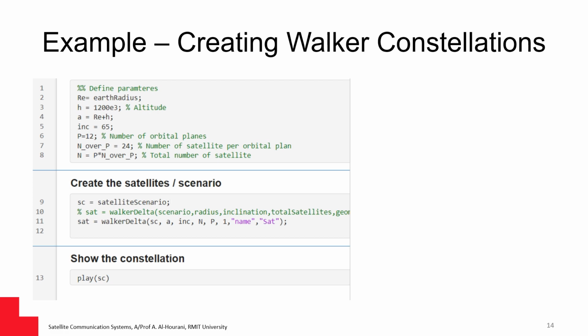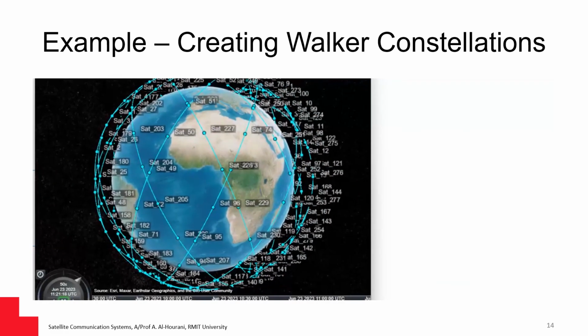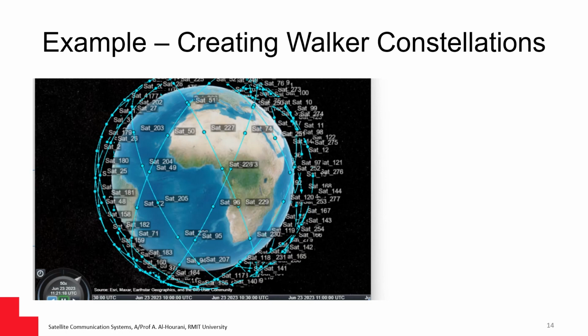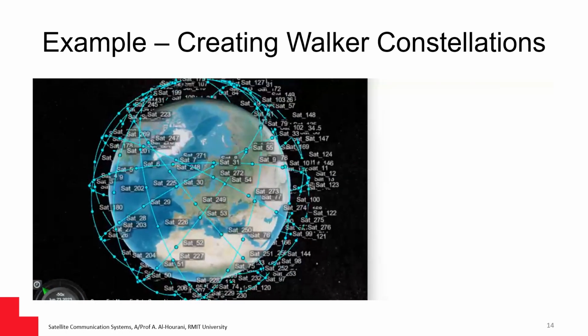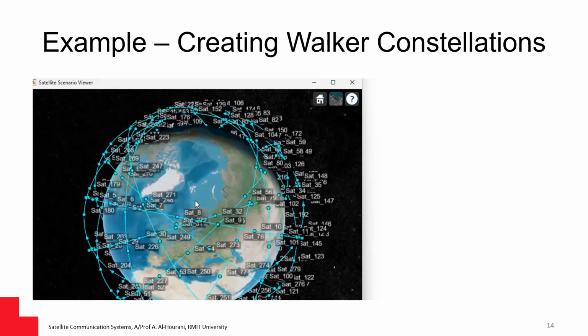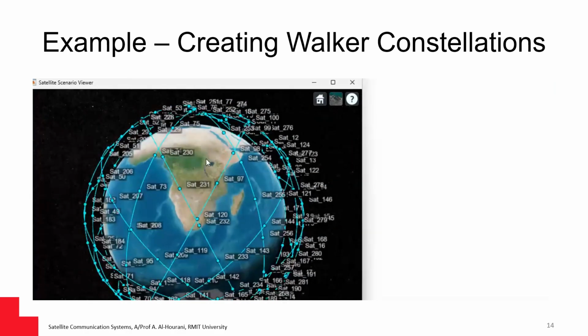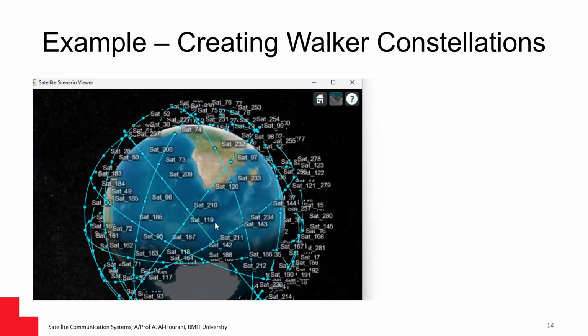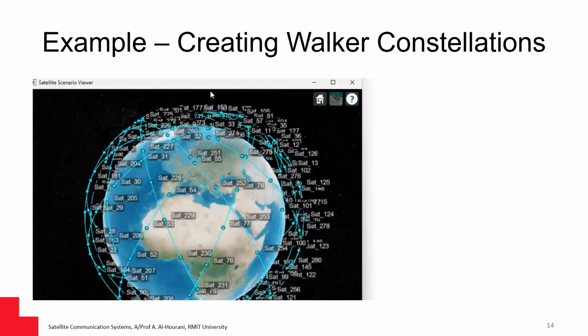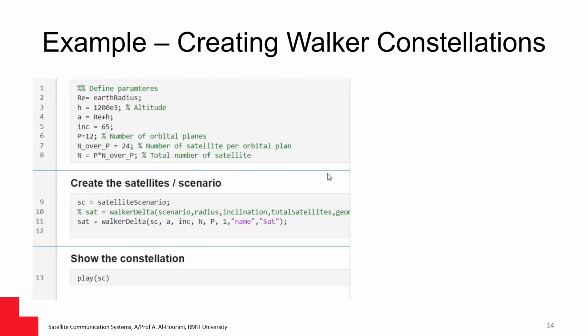So I ran this previously, and here is the resulting constellation. As you can see here, we have a constellation which is Walker delta, and you can see that near to the pole at high latitude regions, there are no satellites covering the Earth poles. Alright, so let's have a look now at the Walker star constellation.